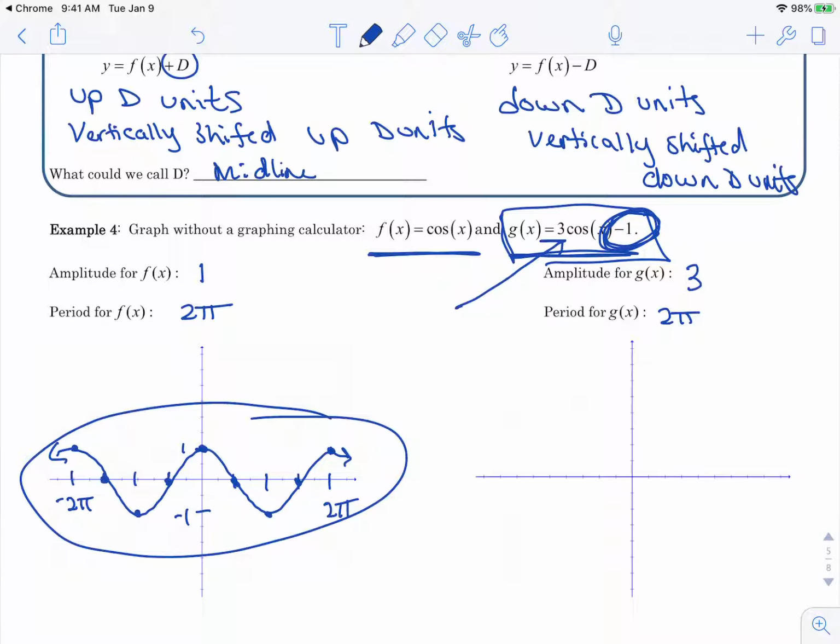So let's give ourselves a scale. I always go off this to help me with the scale, so I know my end tick mark will be my period. And this one, I'm going to go up 1, 2, 3. Just make sure you give yourself enough space. Sometimes I commit to a scale and I run out of space.